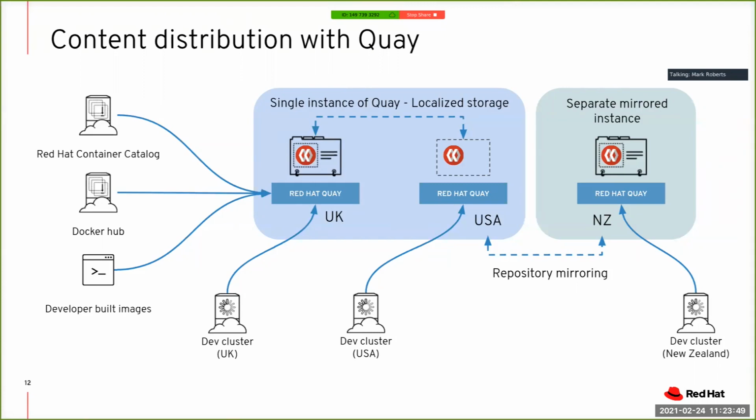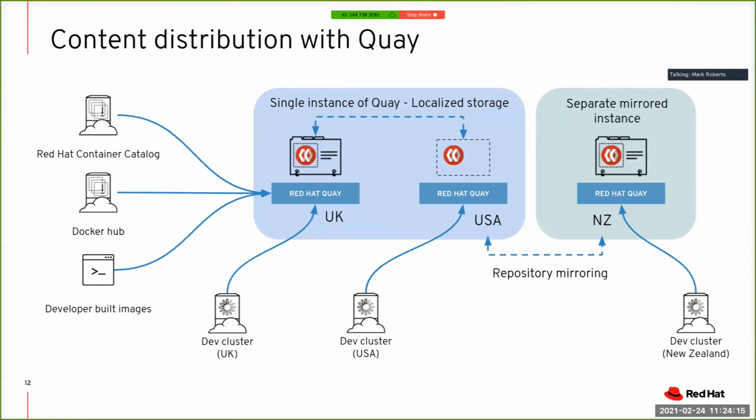The other option that we have is to do complete repository mirroring, which is what we've done to our New Zealand team. So we have a separate mirrored instance of Red Hat Quay directly across there in New Zealand. That's a complete standalone separate instance of Quay. It doesn't have any reliance on the UK or the US for any of its assets. So that one will completely stand alone.